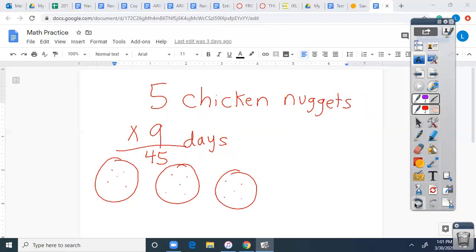If another problem is, I think the other one is about me eating tacos every day. So Miss Moon ate 7 tacos every day for 1 week. How many tacos did she eat total in that 1 week? So think about it. How many days are in the week? I ate 7 tacos for 7 days. So I'm going to do 7 times 7 to solve that problem.